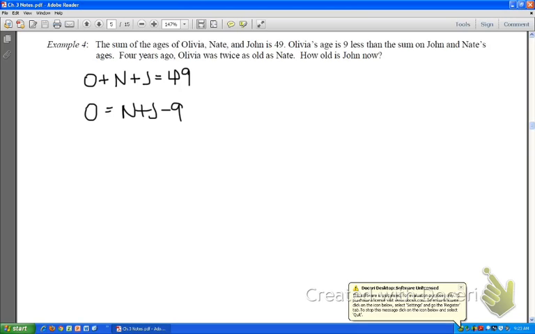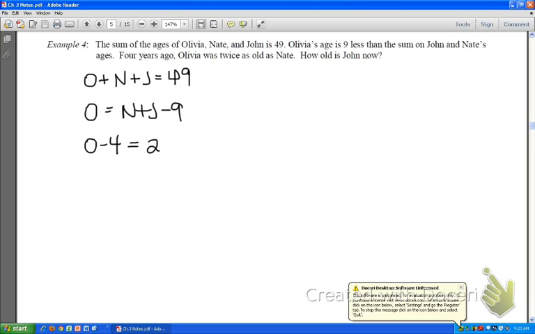All right. Okay, now here's where you have to think a little bit. It says 4 years ago, Olivia was twice as old as Nate. What is that going to look like? O minus 4, so Olivia's age 4 years ago, so that's taking her current age minus 4. Make sure that that doesn't look like a 0 minus 4 to you. That is a letter O minus 4. Should equal 2 times N minus 4.